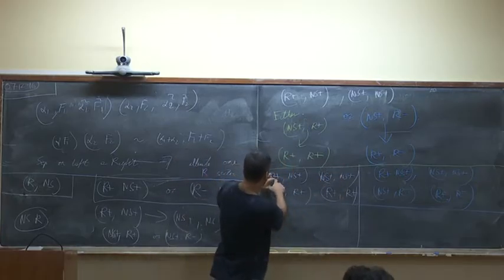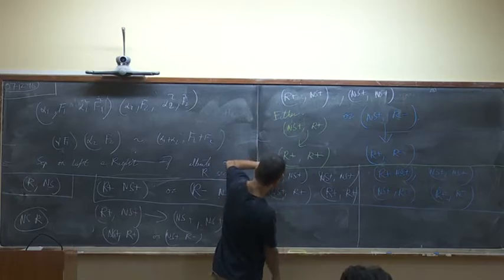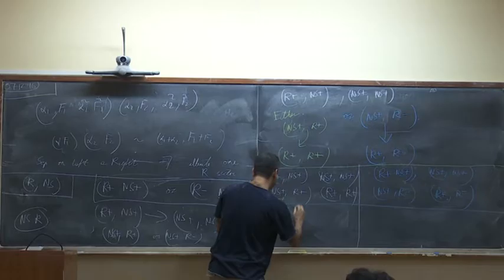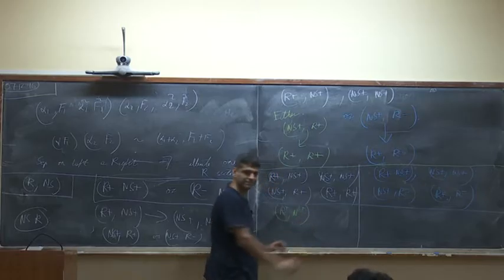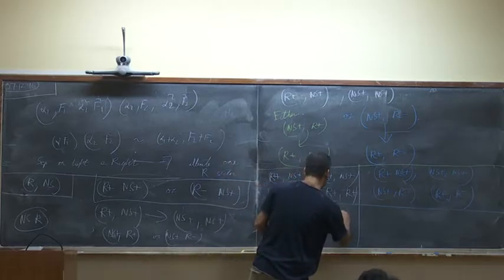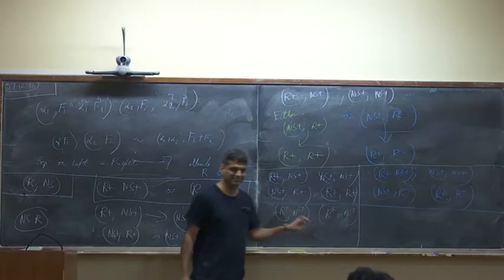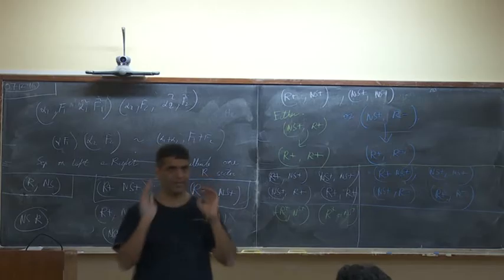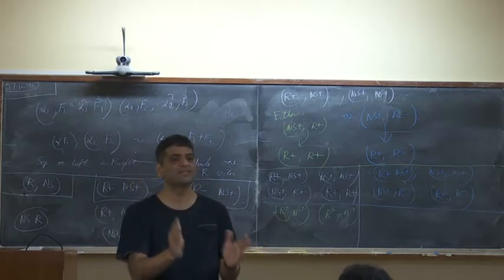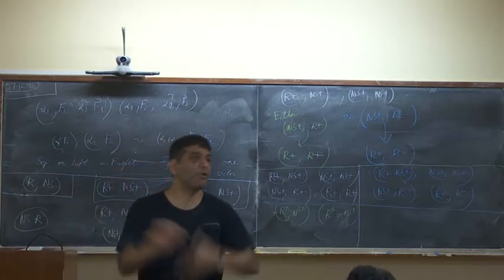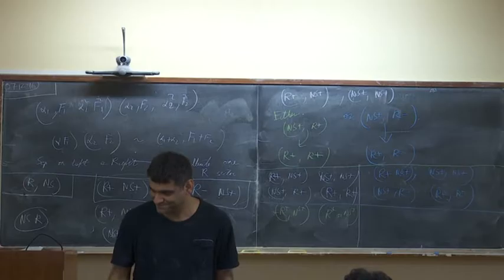So what's going on here, firstly, is that you have either R plus or NS plus on the left, and R plus or NS plus on the right. So you're independently making a choice in the left sector and the right sector. This is the product of those two. You understand?